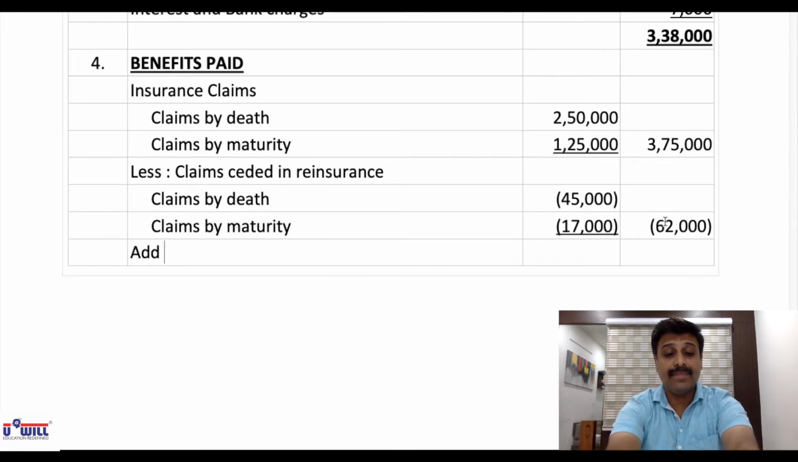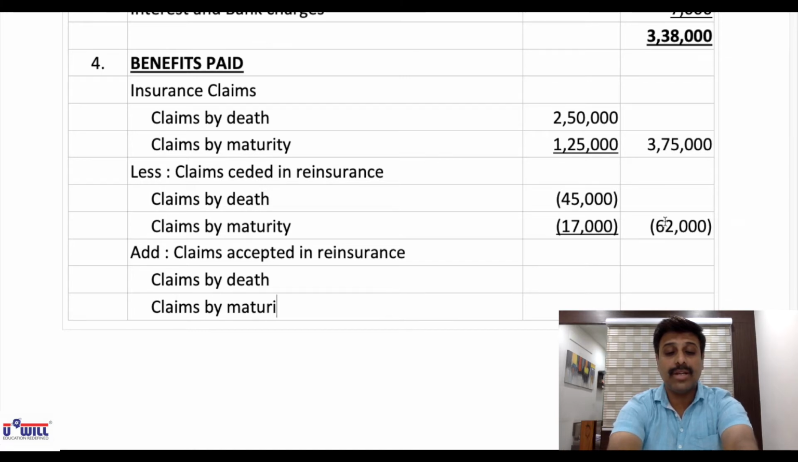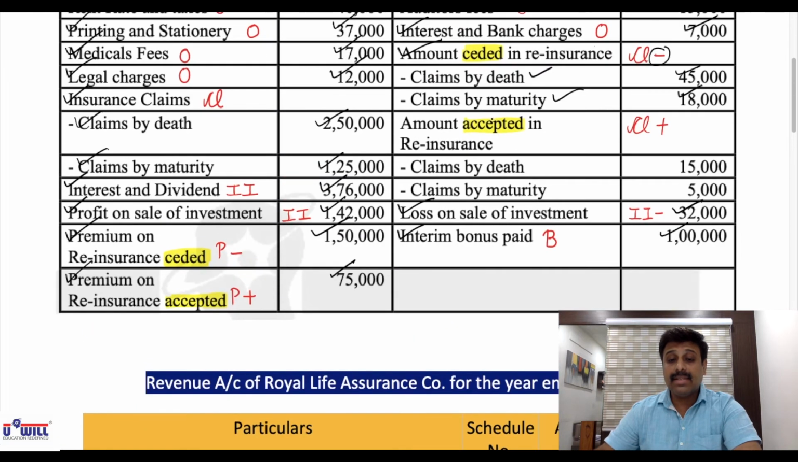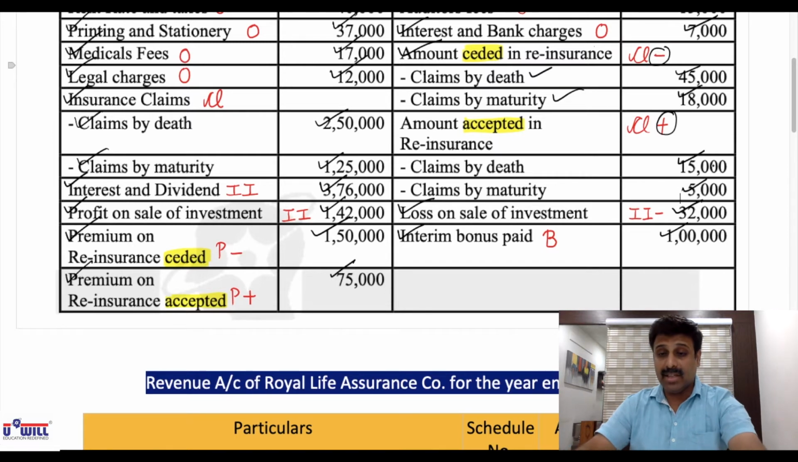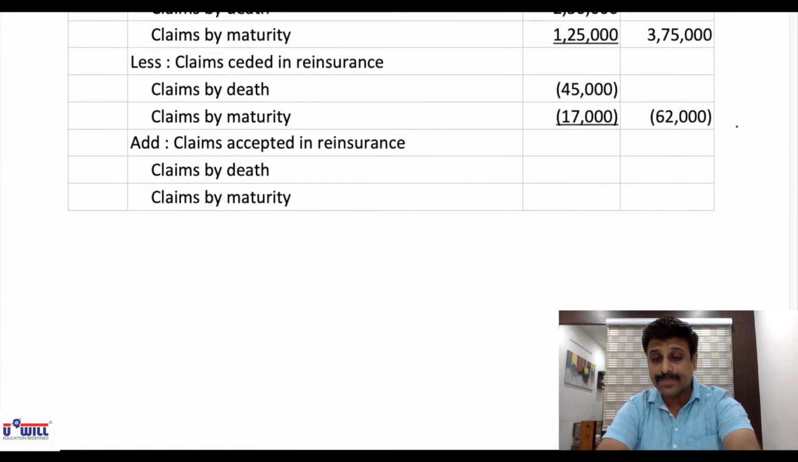And then we will add claims accepted in reinsurance. In that again we will have two things, claims by death and claims by maturity. So see, accepted in reinsurance, what amounts we have to add? This accepted amount we have to add: death 15,000 and maturity 5,000. Okay, there is a correction. This is 18,000 and I think I have written 17,000, make it 18,000.